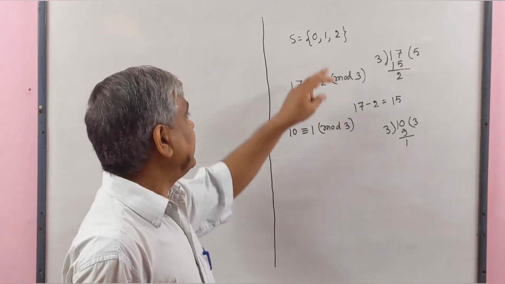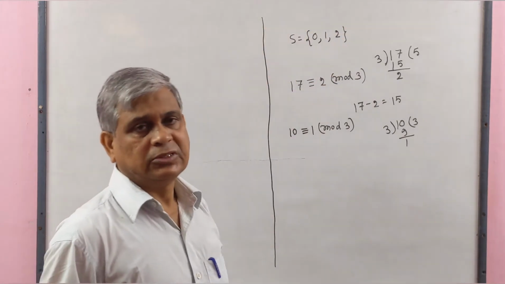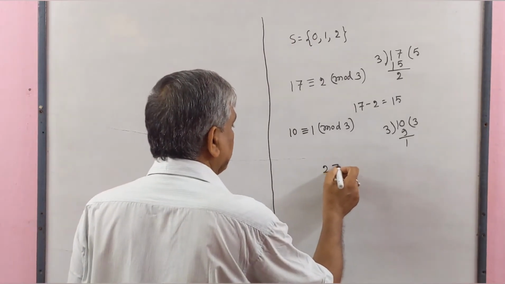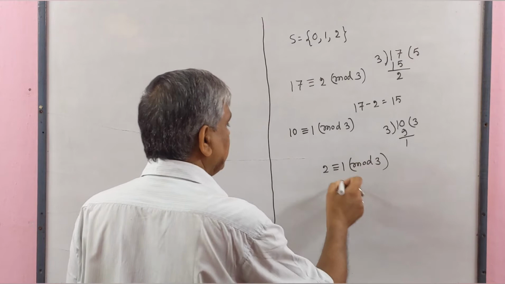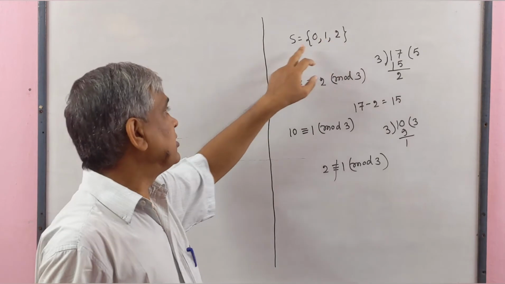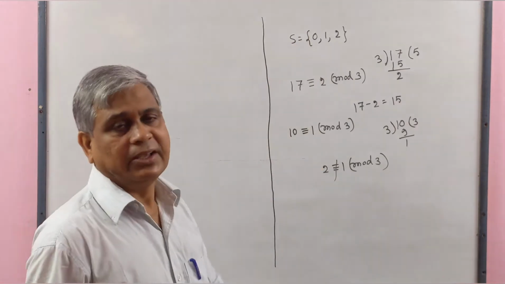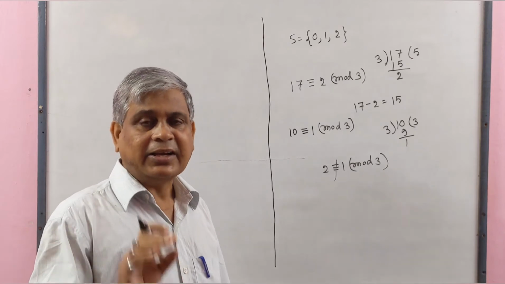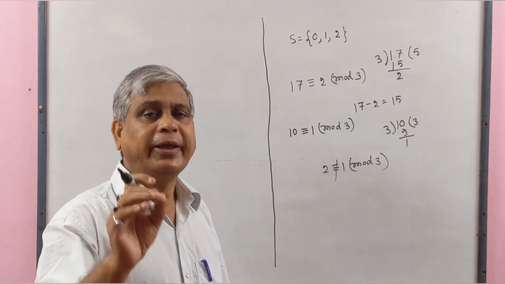Also, we see that S contains members 0, 1, 2. It is not possible that 2 is congruent to 1 modulo 3. It is not possible. So, no two members of this set are congruent modulo 3. On the basis of these concepts, we define the complete system of residue modulo M.